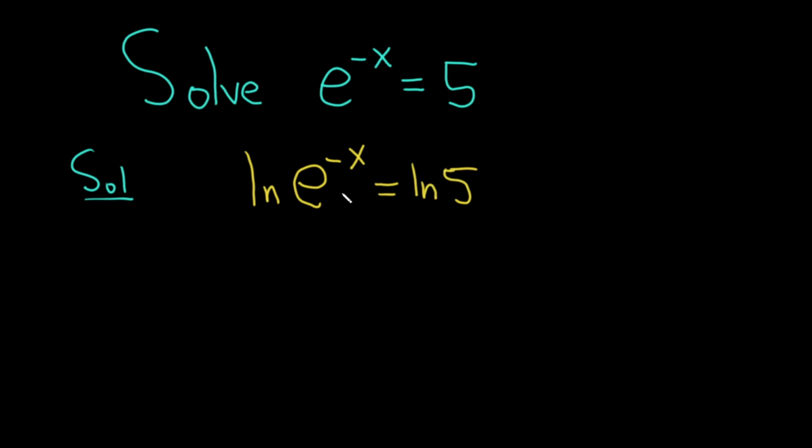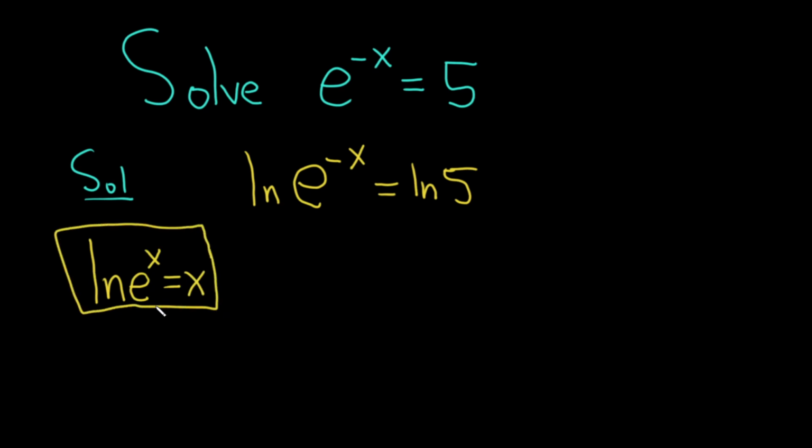And the reason this works is whenever you have the natural log of e to the x, this is always equal to x. You can think of it as the natural log and the exponential basically canceling. This is true because they're inverse functions. So here, the ln and the e basically cancel, and you're left with minus x equals the natural log of the number 5.